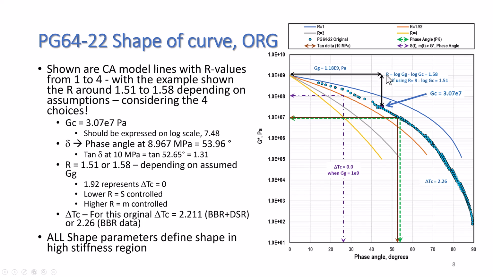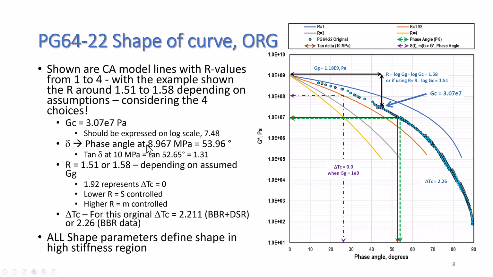And if we use that value, we'll have an R value, which is the difference between the crossover modulus and the Glassy modulus, of 1.58. If you fix the Glassy modulus, that number becomes 1.51. The crossover modulus here, 3.07 e to the 7, but we should really express that on a log scale. The R value is actually a number, a delta modulus, expressed on a log scale, because it's the log of a Glassy minus the log of a crossover. So we should also express this as a log number.